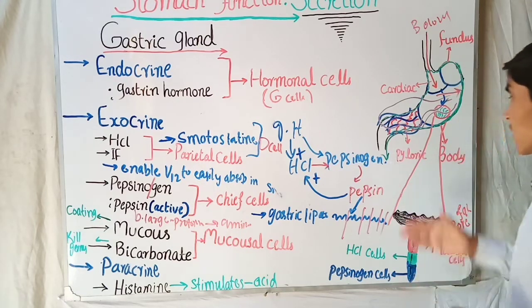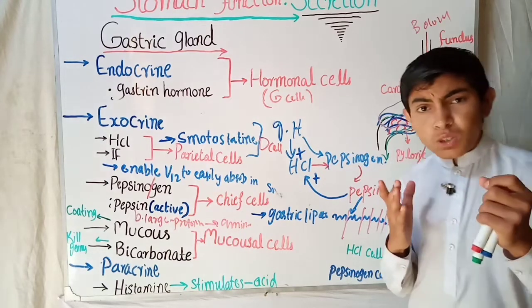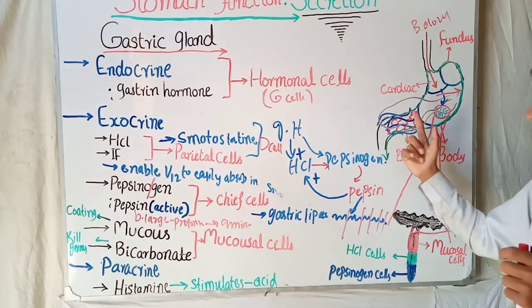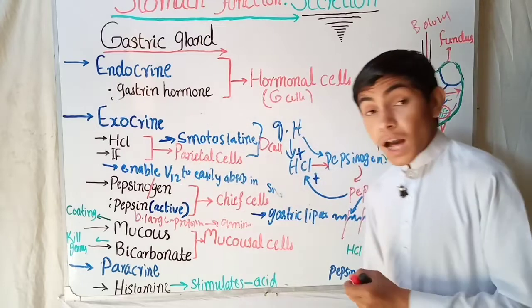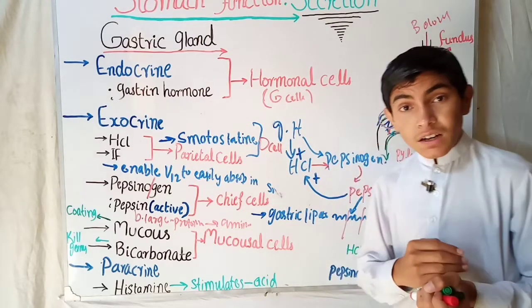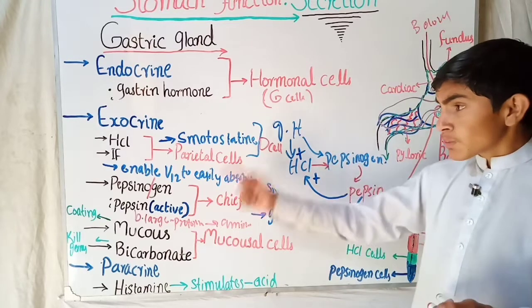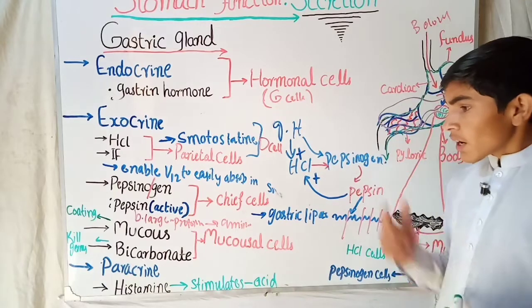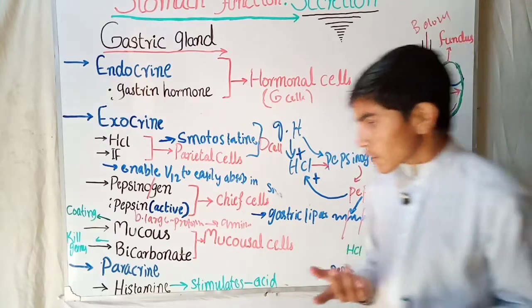In the next part, the food is acidic. The chyme is acidic because it has mixed with the HCl. So now there will be secretion from another gland which will diminish the acidic medium and convert it into an alkaline medium. We will talk about this in the next lecture.